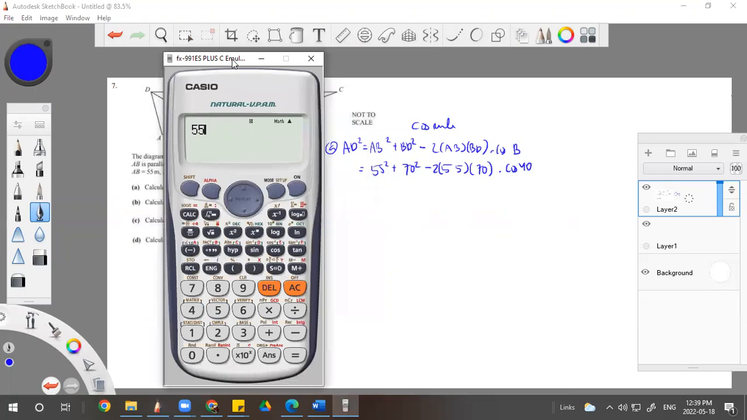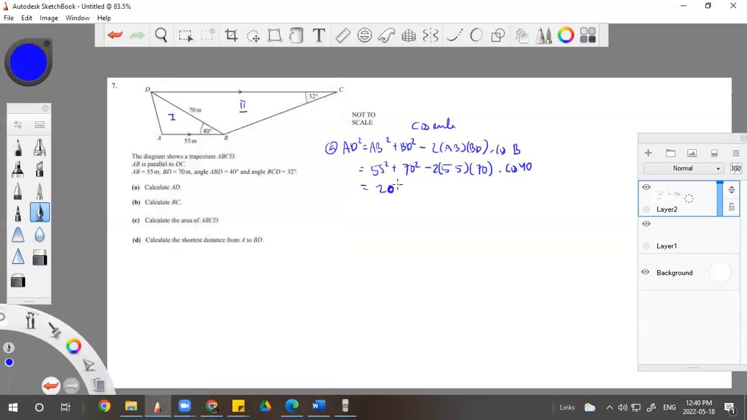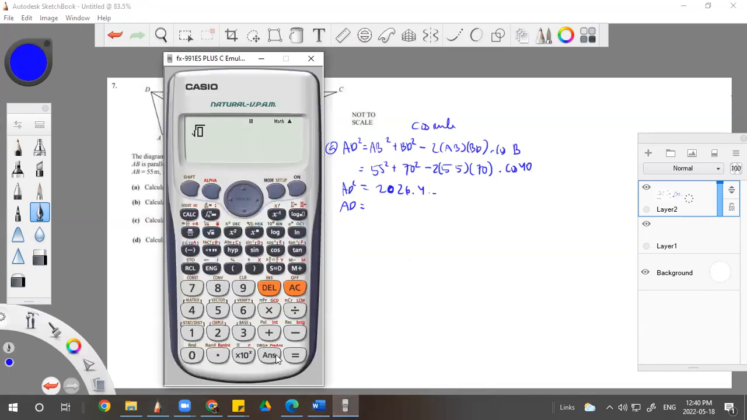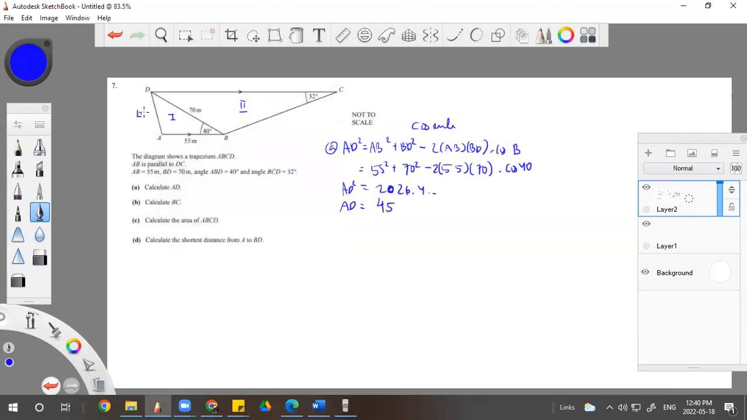55 square, then plus 70 square, and then minus 2 times 55 times 70 times cos 40, right? Answer 2026.4, okay. So the AD will be square root. 45. Oh, 45 aja, enak nih. Angkanya dikasih difur sama dia. 45 meter. Done. Calculate the value of BC.